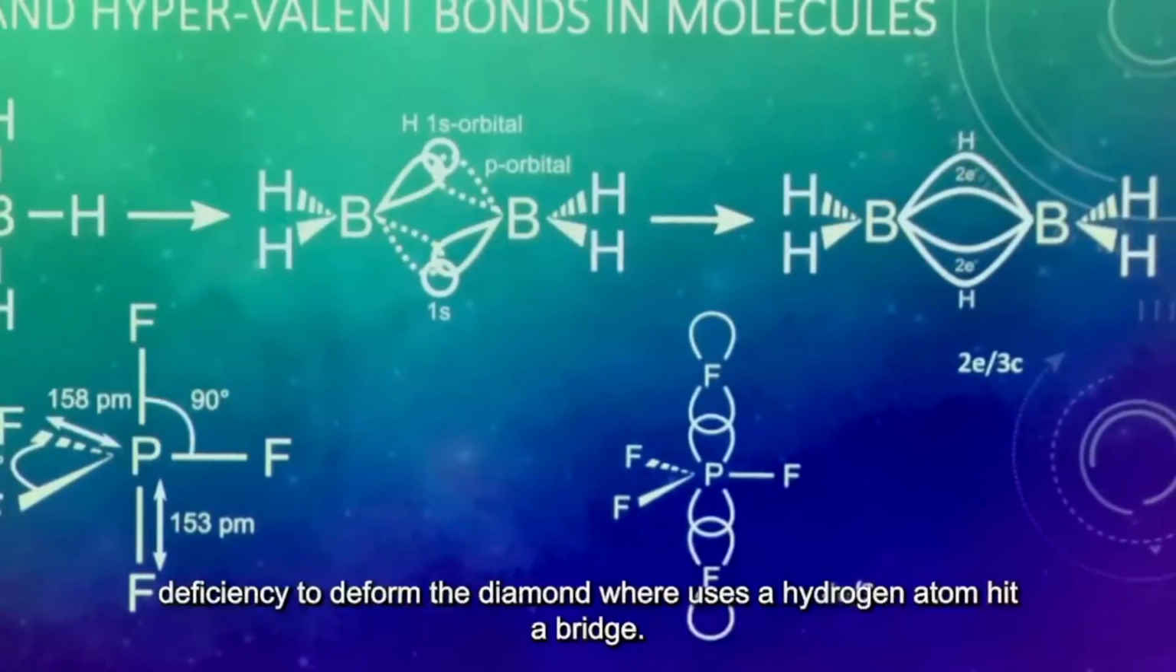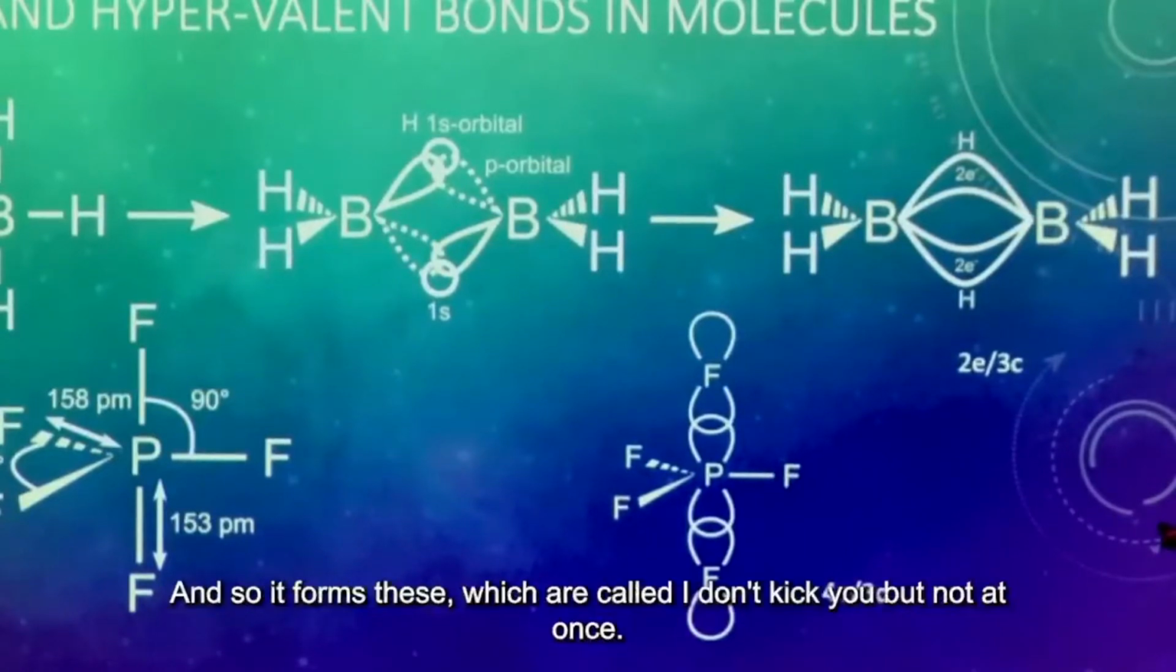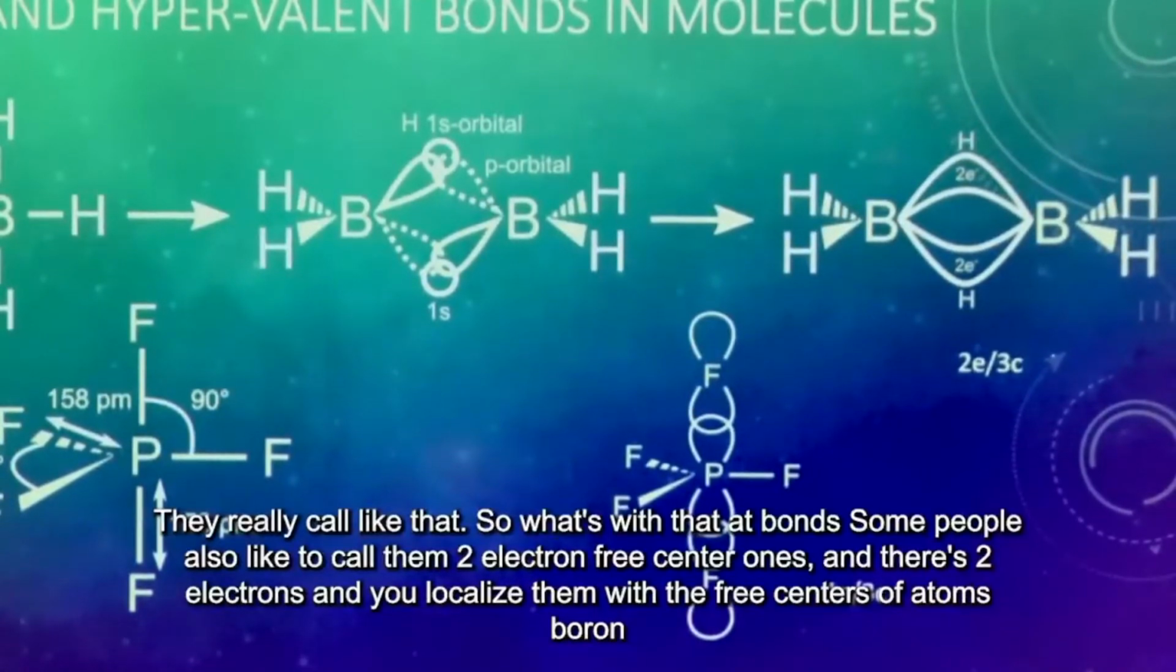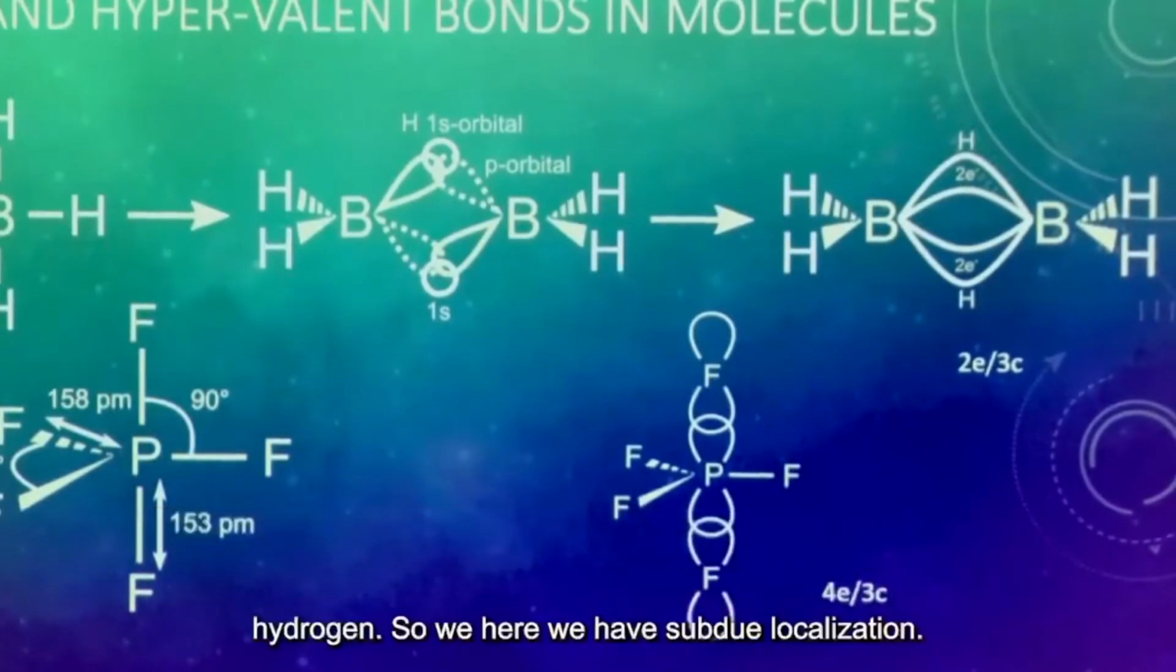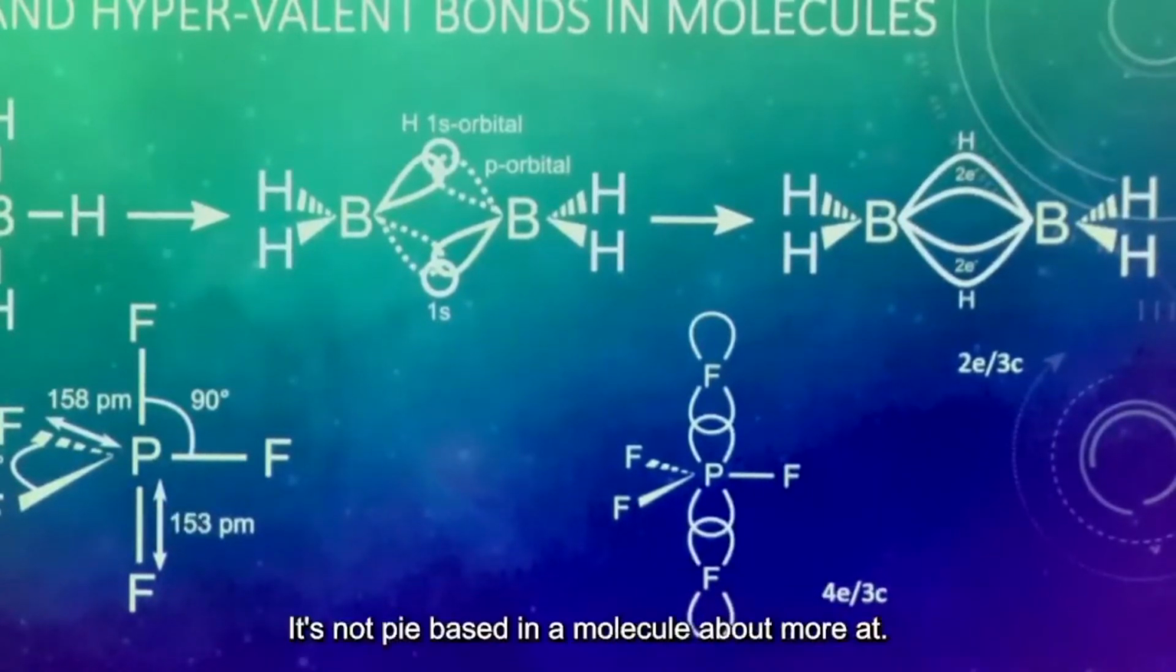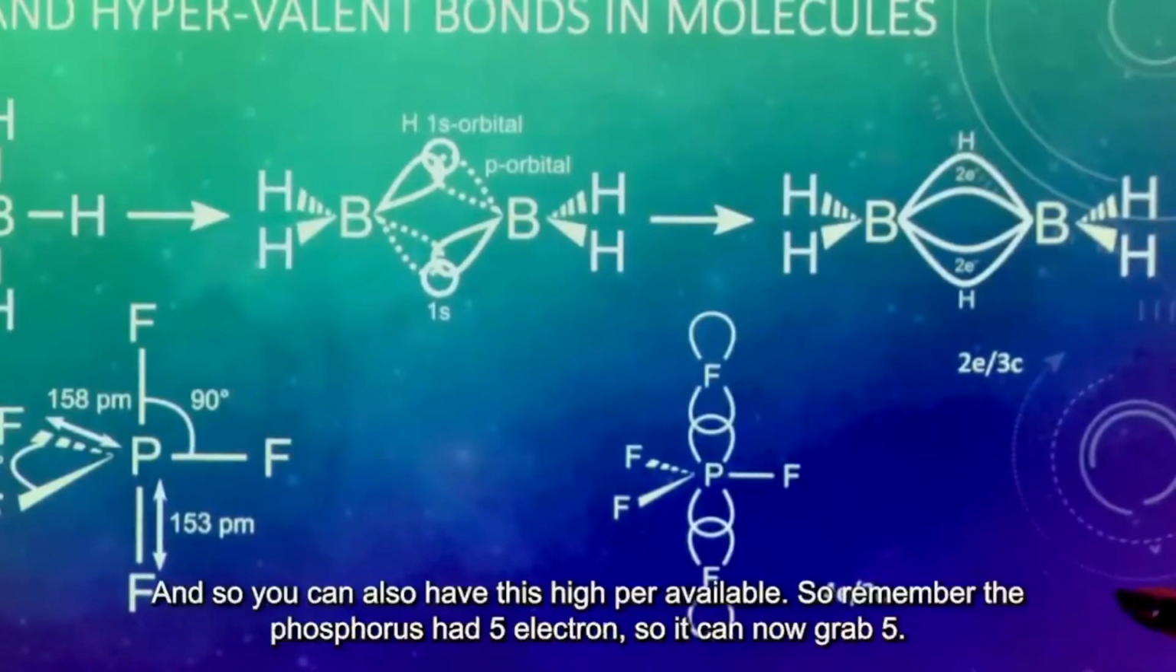And what it does to get rid of this electron deficiency is it forms a dimer where it uses a hydrogen atom here to bridge. And so it forms these, which are called, I don't kid you, banana bonds. They're really called that. Some people also like to call them 2 electron 3 center bonds, in which 2 electrons are delocalized over these 3 centers or atoms: boron, hydrogen, boron. So here we have some delocalization. It's not pi based, in a molecule with more atoms.